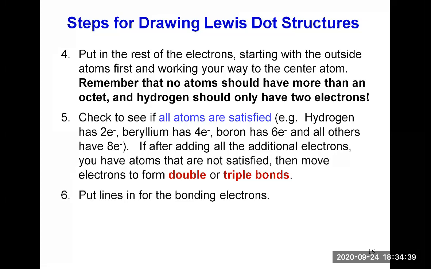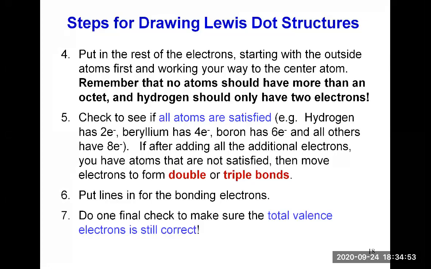And then if you have only used dots up to that point, you need to put lines to show the bonds. So a single line for a single bond, a double line for a double bond, and a triple line for a triple bond. And then you need to do a final check to make sure that the total number of valence electrons is still correct, because sometimes that may change in between, and this will be wrong. You need the total number of valence electrons to be the one you calculated at the beginning.